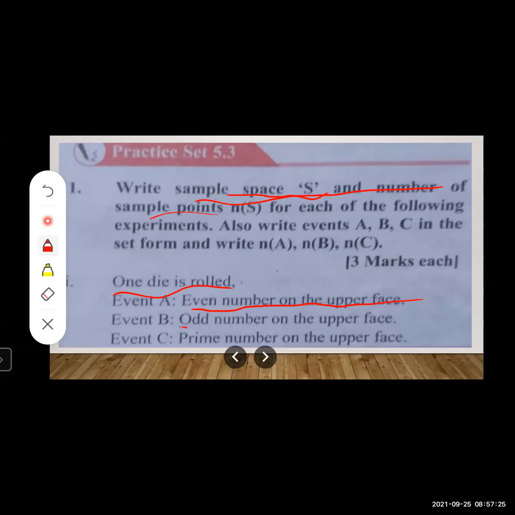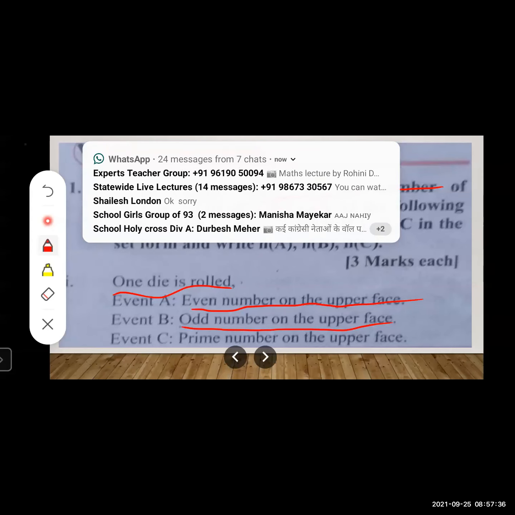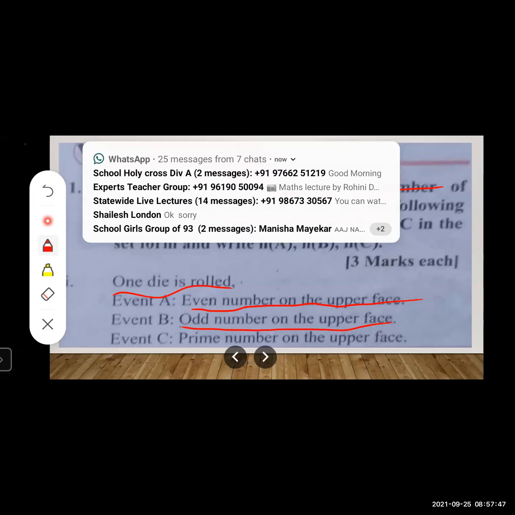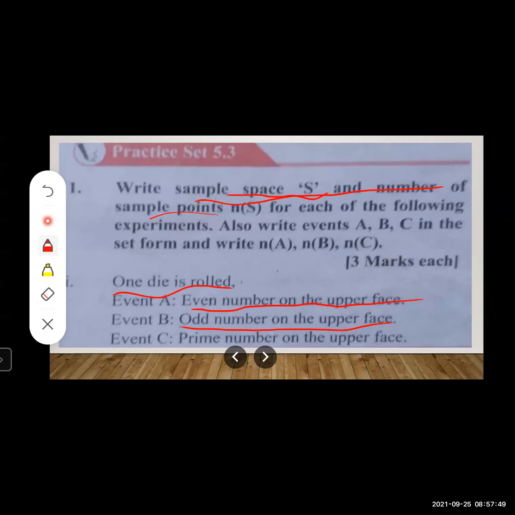Now let us move to this. What is event B? Our favorable outcome is that we want an odd number on the upper face. Again, you have to choose these odd numbers from the sample space itself, and not from anywhere else. The sample space contains sample points 1, 2, 3, 4, 5, 6, right? From these numbers 1 to 6, you have to choose the odd numbers, right?